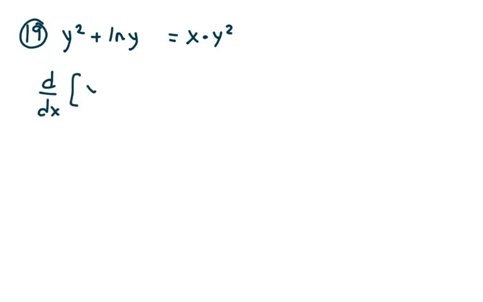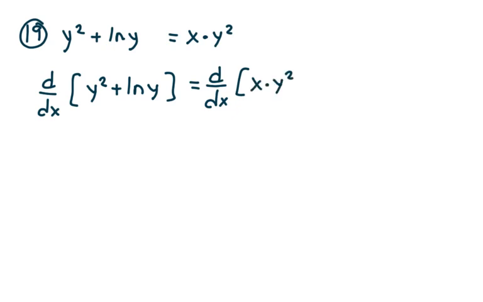Let's take a look at 19. Now, on 19, we have y squared plus natural log of y equals x times y squared. And we want to differentiate both sides with respect to x. So what we're doing in problems 18 and 19 is what's called implicit differentiation. So the derivative of y squared plus natural log of y with respect to x is equal to the derivative of x times y squared with respect to x.